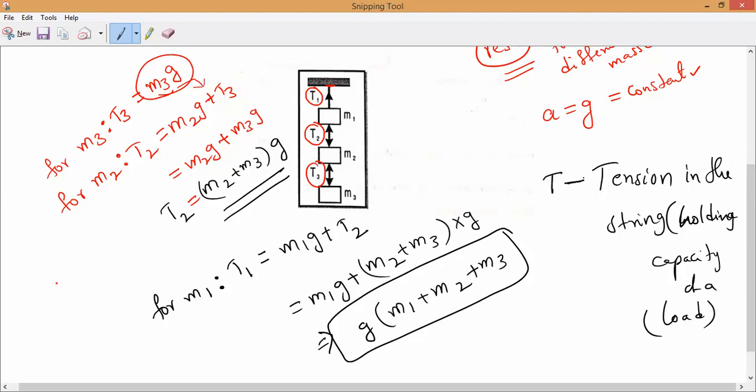This is what it is for: all three bodies connected horizontally, two bodies connected by a pulley, and three bodies attached down one after another. Okay, so make it, everyone.